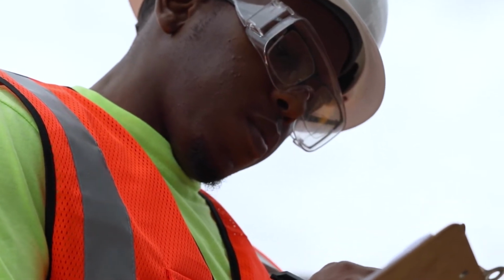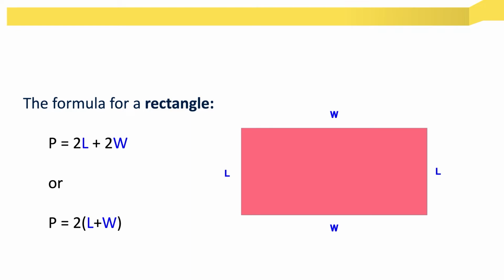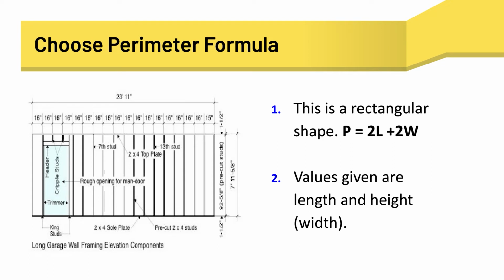Isaiah begins by looking at the shape he is dealing with. It's rectangular. This means he wants to use the perimeter of a rectangle. The formula for this is P equals 2L plus 2W, or P equals 2 times (L plus W). The wall is described as 23 feet 11 inches long. That will go in for length. The wall is described as 7 feet 11 5/8 inches high. When describing the wall, they didn't use the word width, but Isaiah knows that the word used doesn't matter as much as what it does. This height is perfect to use for the width in the formula.